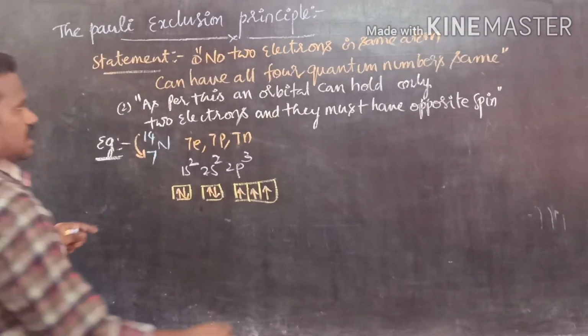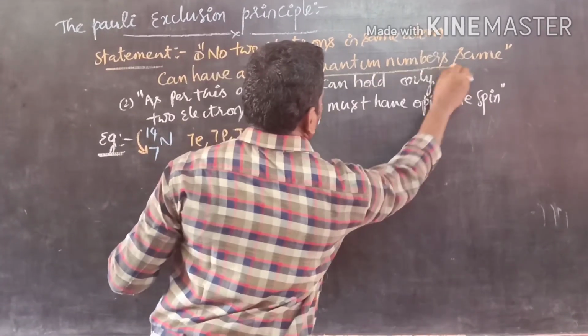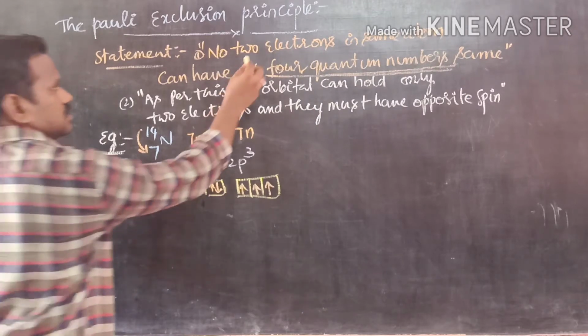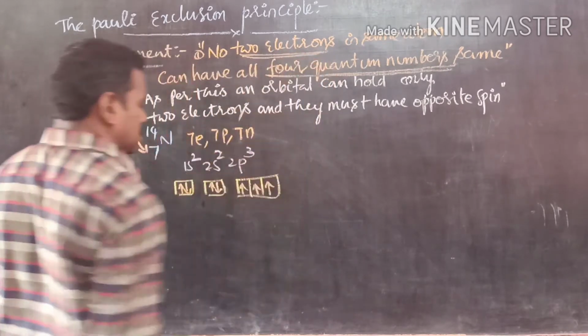Now I am going to write the quantum numbers for any 2 electrons.